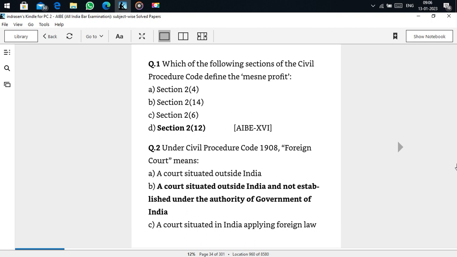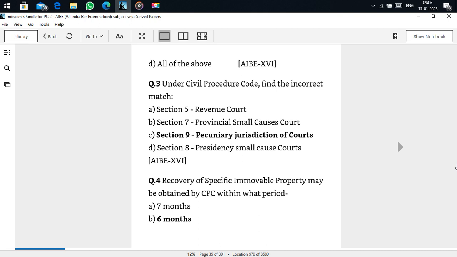The next question: under CPC 1908, a foreign court means a court situated outside India and not established by the government of India. Then under the Civil Procedure Code, Section 9 talks about the pecuniary jurisdiction of the courts.